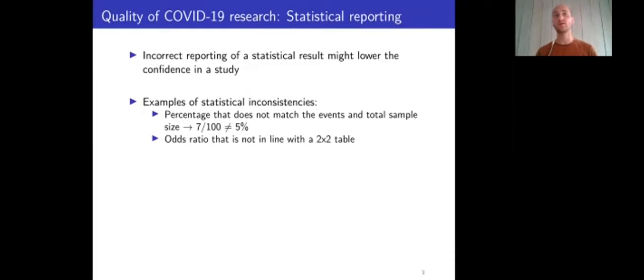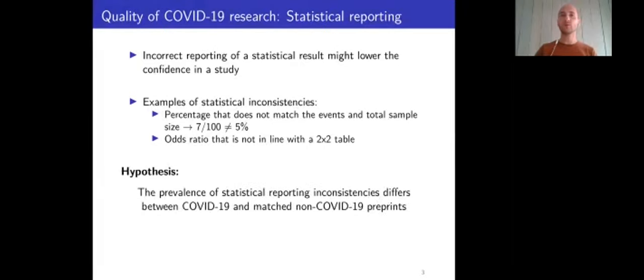Examples of statistical inconsistencies are, for instance, a percentage that doesn't match up with the event and the total sample size. If it is stated that 7 out of 100 participants were infected by the coronavirus, and it is also reported that this is 5%, then this is of course a statistical inconsistency. Another type of inconsistency is if an odds ratio is reported, and also a 2x2 frequency table is reported, and these two are not in line with each other. If the odds ratio recomputed from the 2x2 table is not in line with the reported odds ratio, this is also a statistical inconsistency.